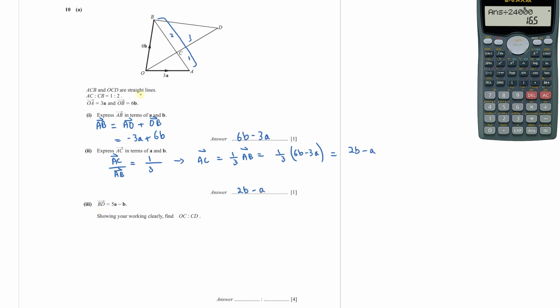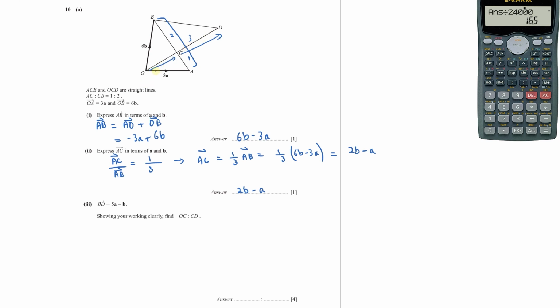Part 3: BD is given, which is 5A minus B. So this vector BD is 5A minus B. Show your working clearly to find the ratio OC to CD. So OC is this vector and CD is this vector. So you have to find the ratio OC : CD.